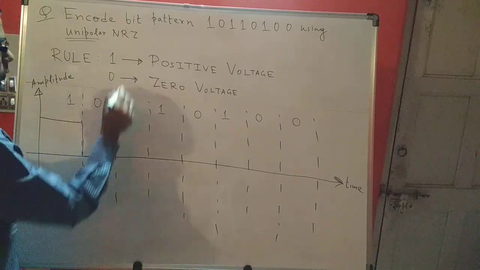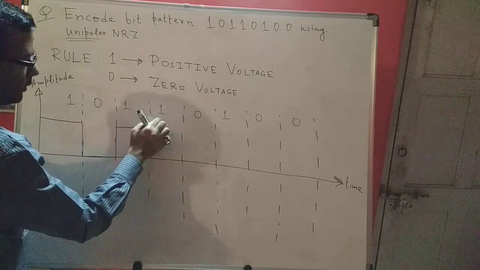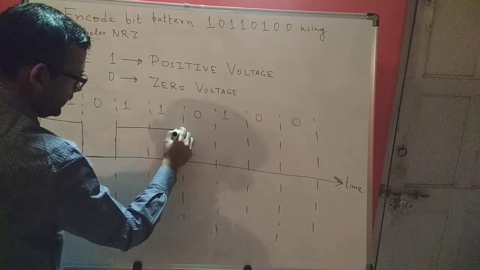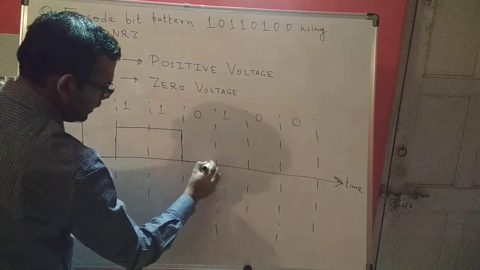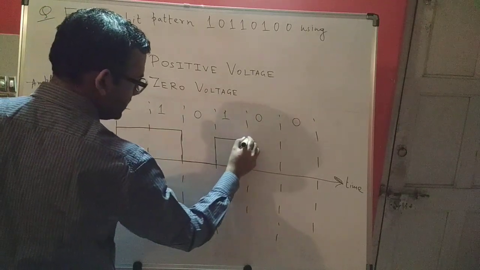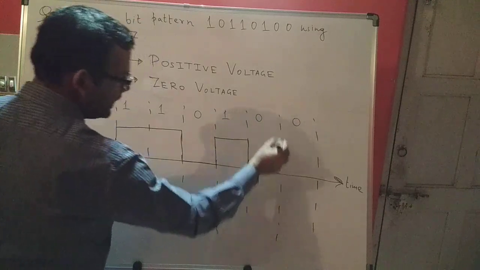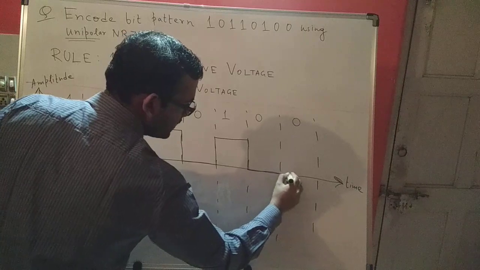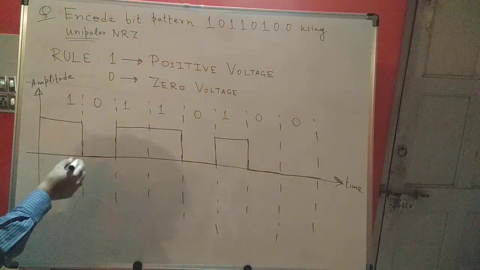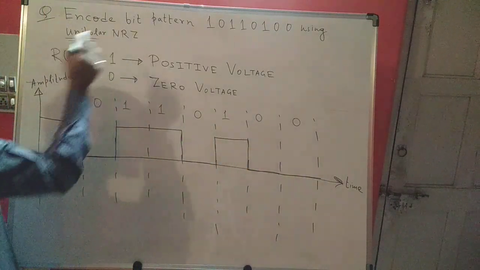And then I again see a 1. 1 represents positive voltage. So I go up and extend it. Again, 1 represents positive voltage. So no change. I get a 0. So I need to represent 0 voltage. So along the time axis, I get a 1. I go up, represent positive voltage. I get a 0. I go down, I represent 0 voltage. I get another 0. I stay down and I represent the 0 voltage. So this is the signal equivalent for the given bit pattern using unipolar NRZ.